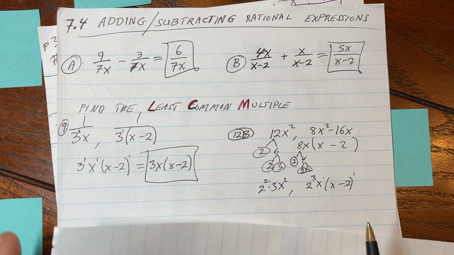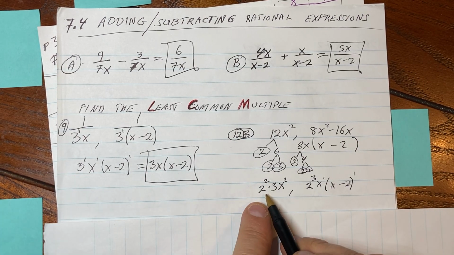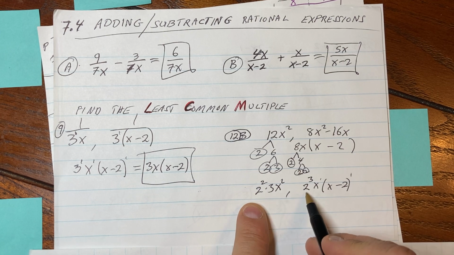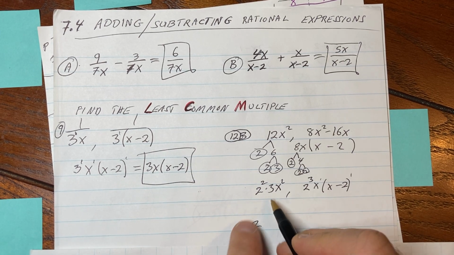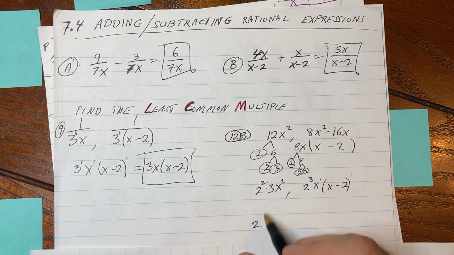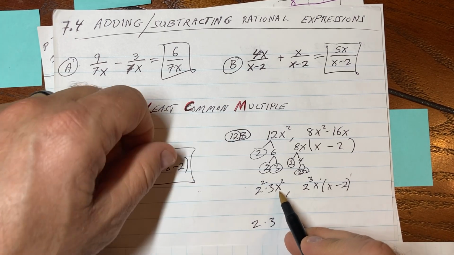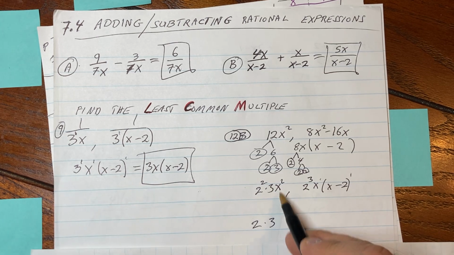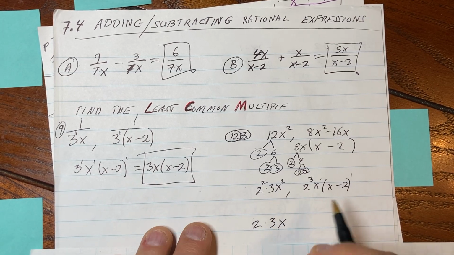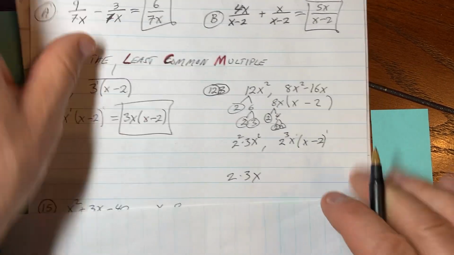Okay, so a 2. They both have a common 2. There's a 2 down there. A 3. Is there a 3 down here? No, not a 3. Is there an x? I'm just looking at the bases, I'm not looking at the exponents. An x. Is there an x down here yet? Not yet.